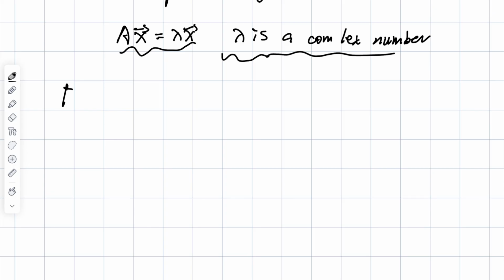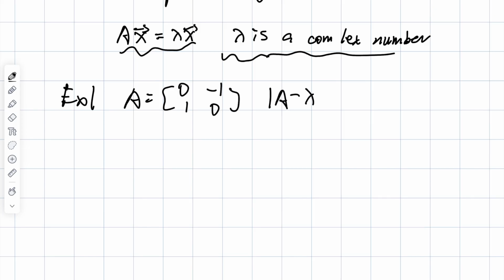For example, take this simple matrix A equals [0, 1; -1, 0]. Its characteristic equation, det(A minus lambda I), gives you lambda squared plus 1. The roots of this characteristic equation are complex numbers: lambda 1 equals i and lambda 2 equals negative i.